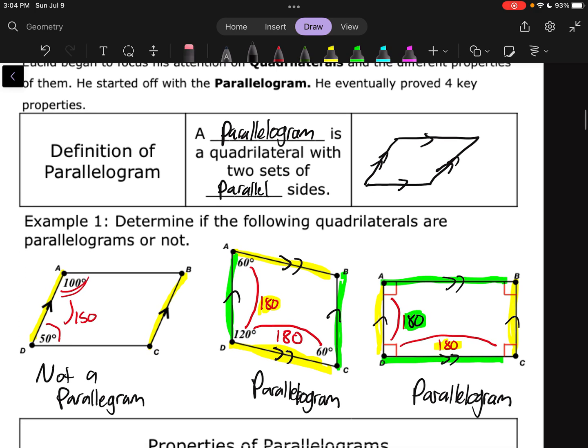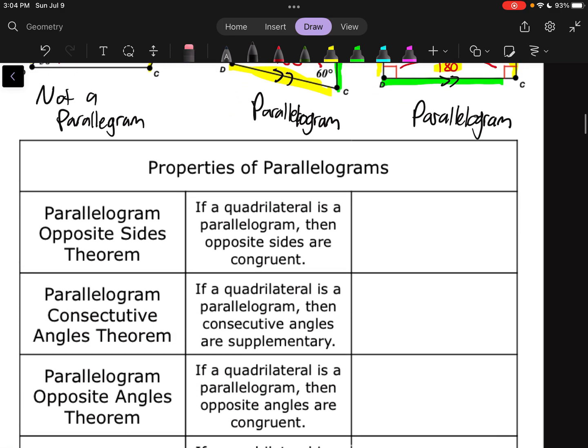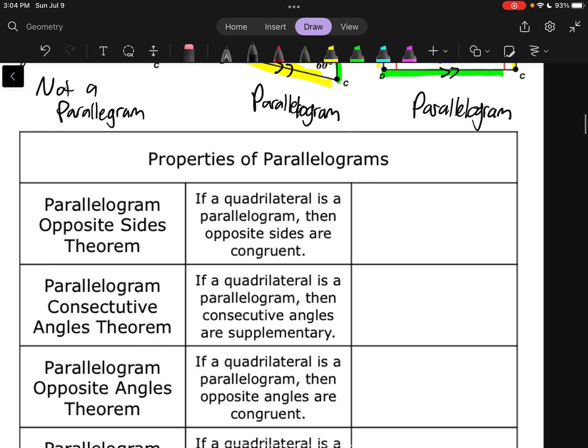Cool. Now, we mentioned up above that Euclid would eventually prove 4 key properties of these parallelograms, and we got those down here. The first key property is the parallelogram opposite sides theorem that says that if a quadrilateral is a parallelogram, then opposite sides are congruent. So those 2 sides have to be the same length. These 2 sides have to be the same length.